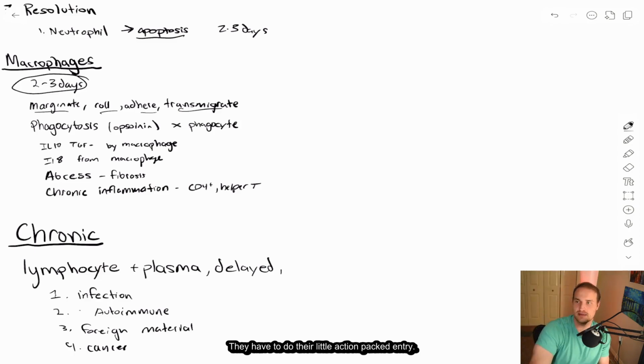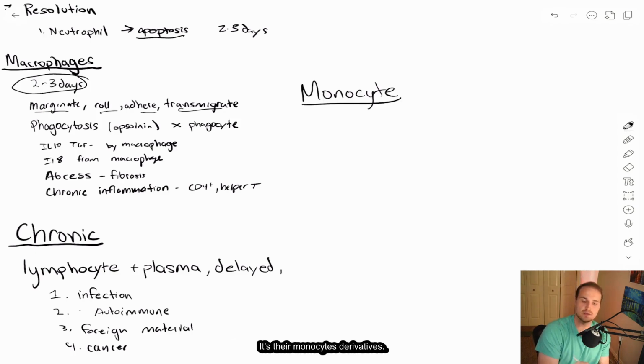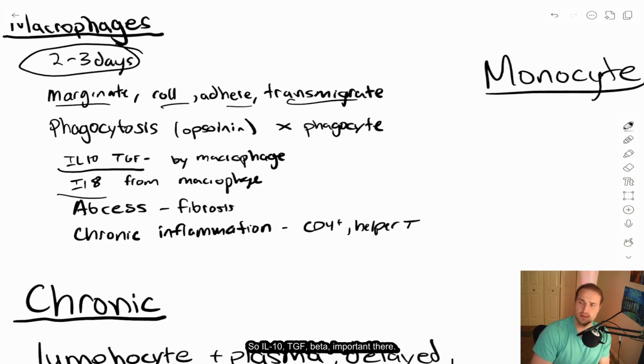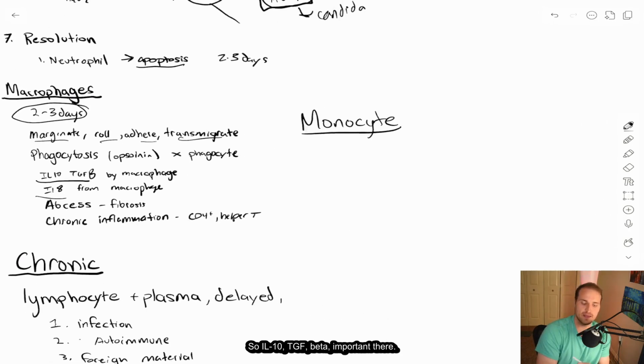They have to do their little action-packed entry. These guys are derived from your monocytes, so they're monocyte derivatives. These guys are going to destroy debris. You've got IL-10 and TGF-beta from the macrophage, and IL-8 from the macrophage as well. So IL-10 and TGF-beta are important there. These guys are going to be involved in your resolution here.